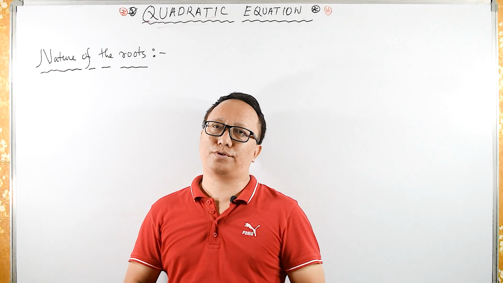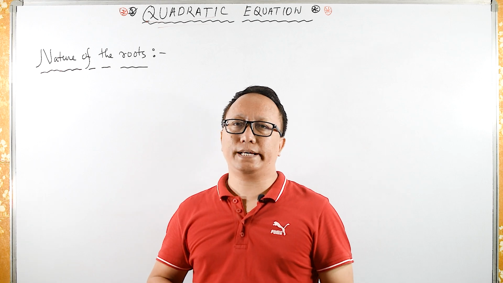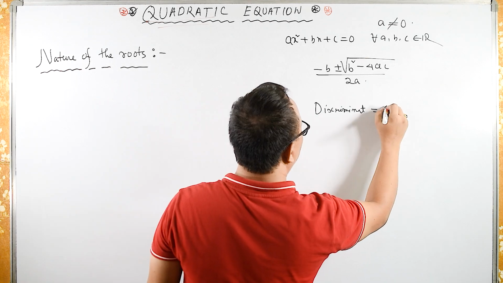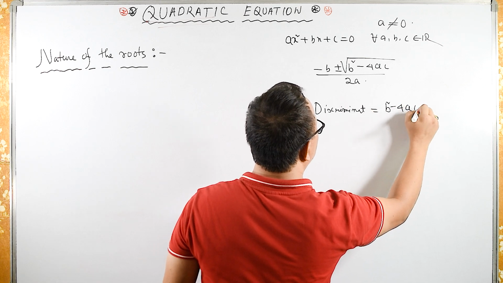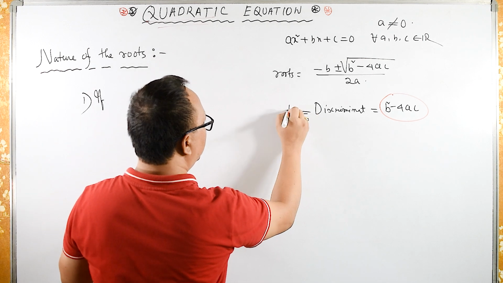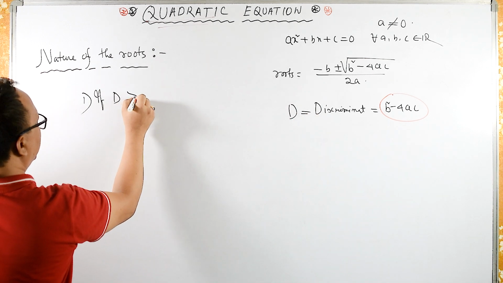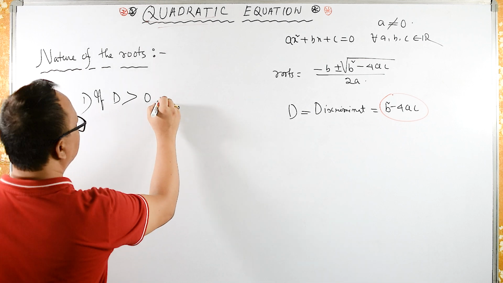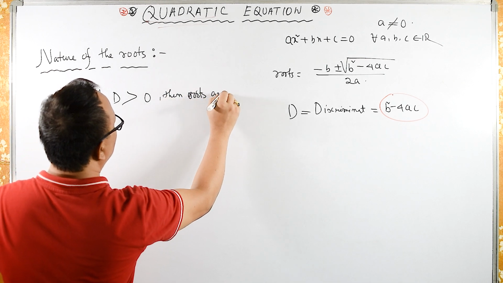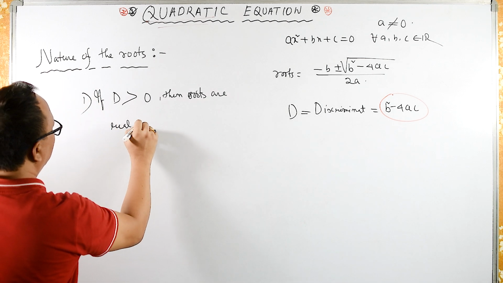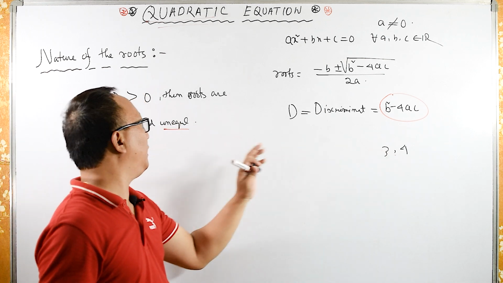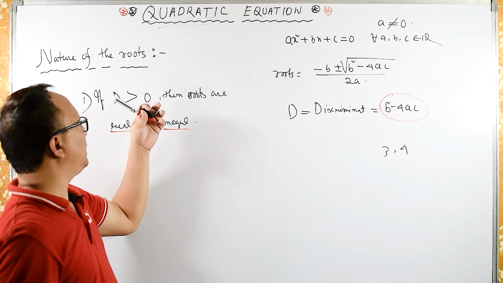Now what is the nature of the roots? The nature of the roots is decided by its discriminant. What is the discriminant? We call the discriminant d, equal to b square minus 4ac. Number one, if d is greater than 0, then roots are real and unequal. 3 and 4 are real numbers as well as unequal, if d is greater than 0.